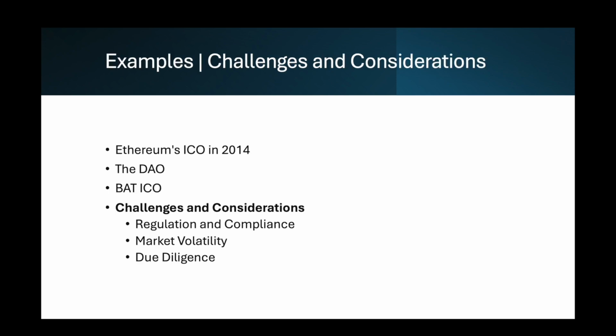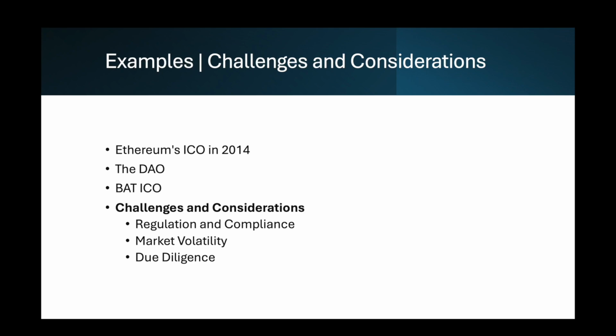Examples: Ethereum's ICO in 2014, one of the most successful ICOs, raising over $18 million and paving the way for the development of the Ethereum platform. The DAO, an example of a complex smart contract on the Ethereum platform that raised a record $150 million in an ICO, but was later hacked due to vulnerabilities in its code. BAT ICO, the Basic Attention Token, raised $35 million in under 30 seconds, showcasing the massive demand and potential for ICOs to fund blockchain projects.